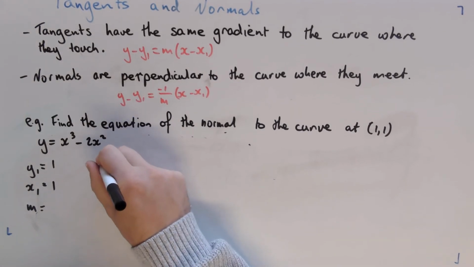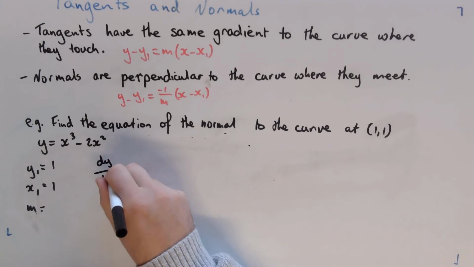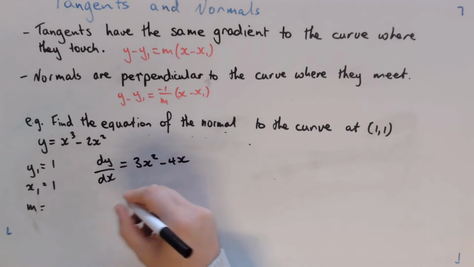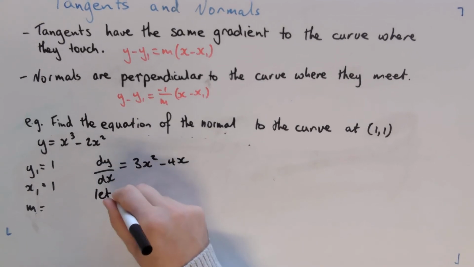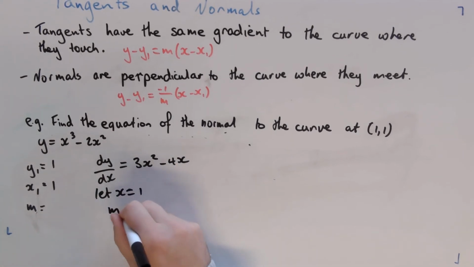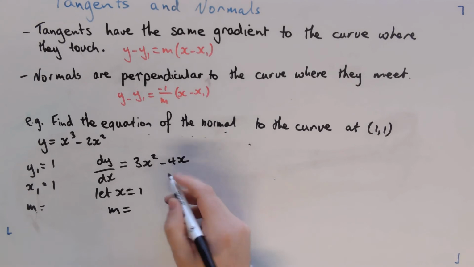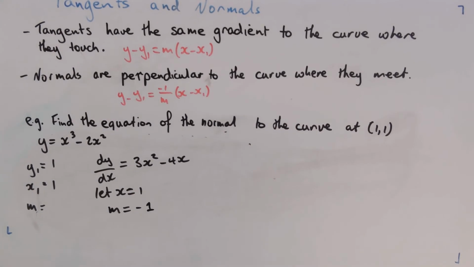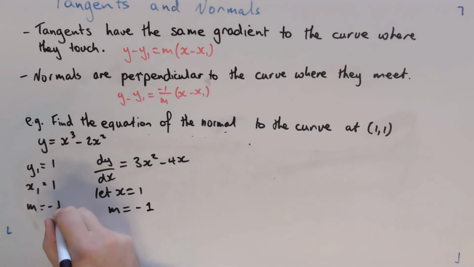So we need to do our dy dx. That's going to be 3x squared take 4x. We're going to let x equal 1, because again, remember, it's at that point x1. So our m value will equal 3 times 1 take 4 times 1, which is going to give us -1. So our m is -1.